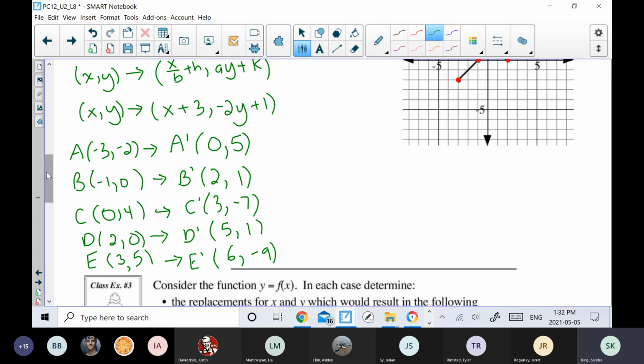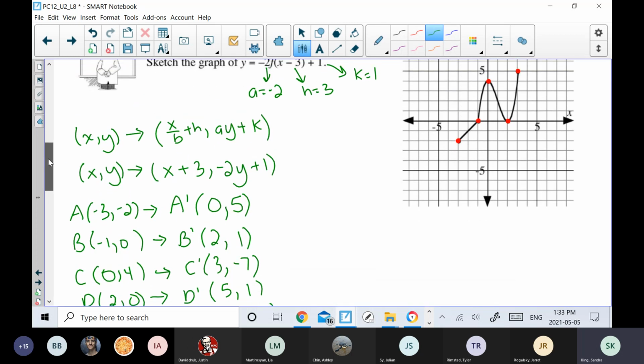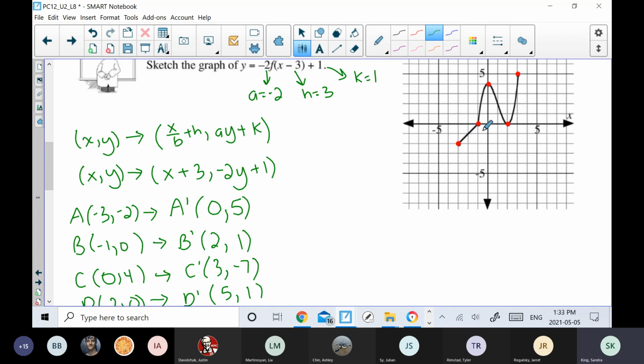So once you have all 5 of your transformed points, let's plot A prime, B prime, C prime, D prime, and E prime. And then we're going to connect those dots. So it looks like a mess, but 0, 5 is right there. So that's A prime. And that is going to be connected to B prime, which is at 2, 1. So I'm going to draw a straight line there. So A prime to B prime.